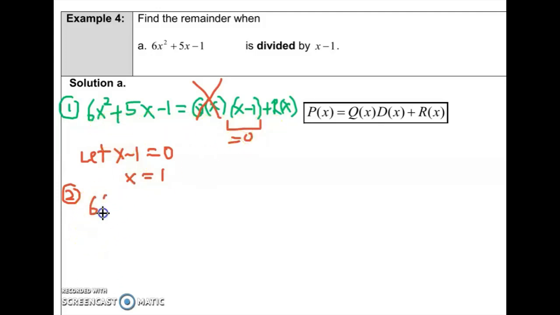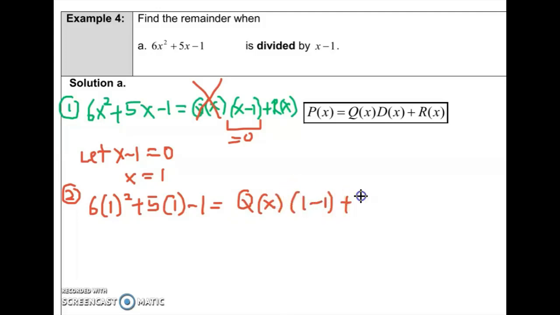So 6 times 1 squared plus 5 times 1 minus 1 equals q(x) times 1 minus 1 plus r(x). Since this becomes 0, and 0 multiplied by anything is 0, we don't have to find the quotient. So when this is 0, you will straight away get the remainder. Compute this, and you will get the remainder is 10.